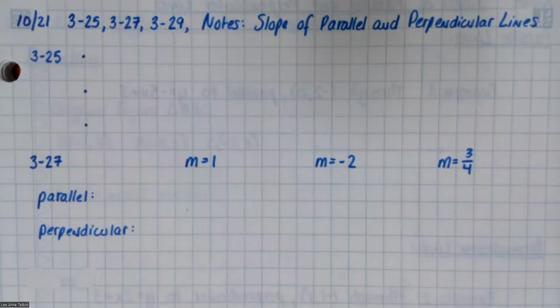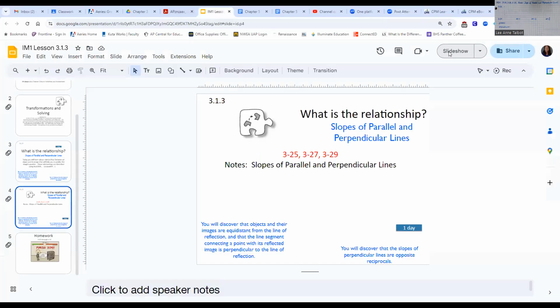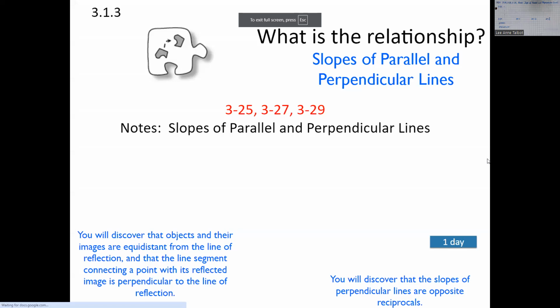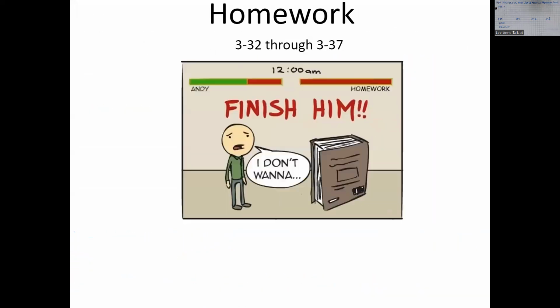Okay, so number 25 is kind of a review problem from Friday. So actually, first thing I want to do is talk about what we're doing today. We're doing 3 problems in from the CPM book, 25, 27, and 29. And then notes on slopes of parallel and perpendicular after that. And the homework is 32 to 37.